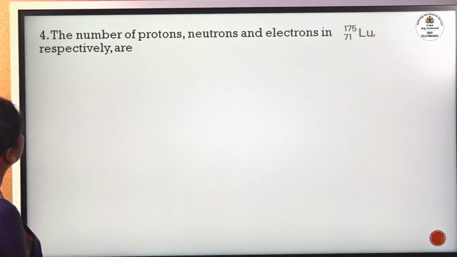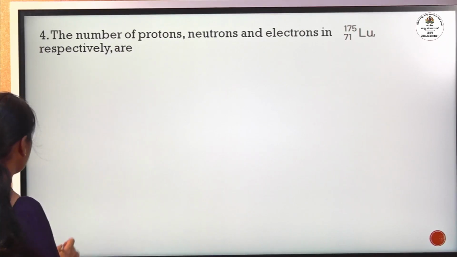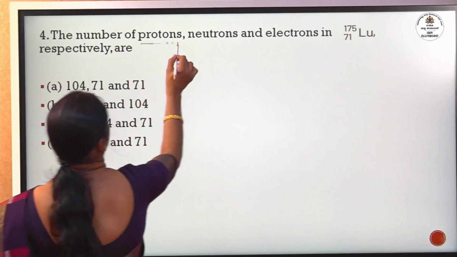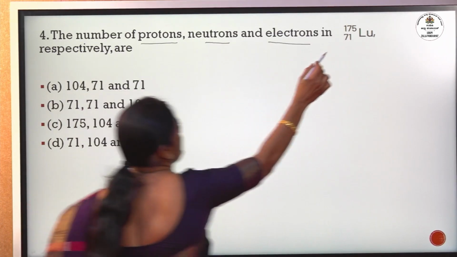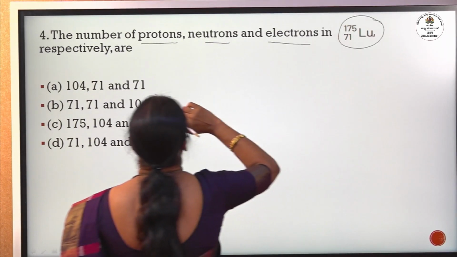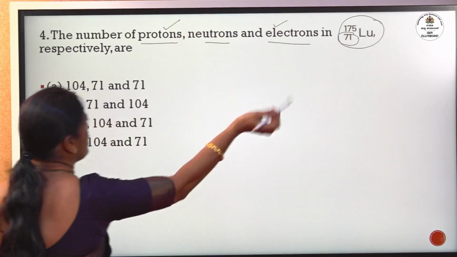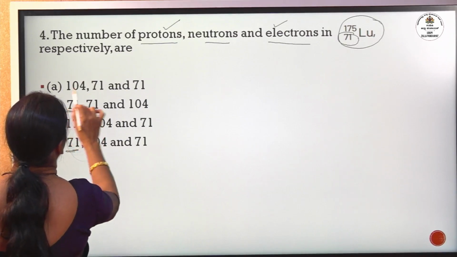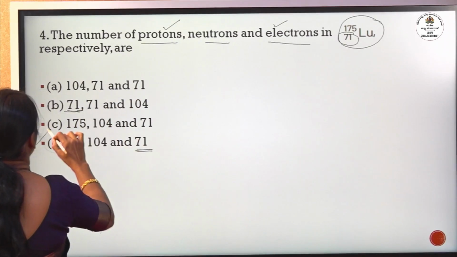Next question. The number of protons, neutrons and electrons in 71 Lu 175 is, options we will check. Now the first it is proton, then neutrons, then electrons. Now since the element is given, this is atomic number, number of protons and number of electrons. So 71 we have to check. 71 is here, 71 is here, but 71 here. So this should be the correct answer.